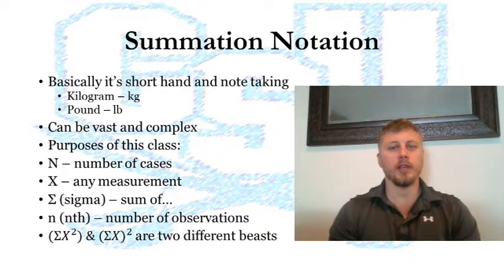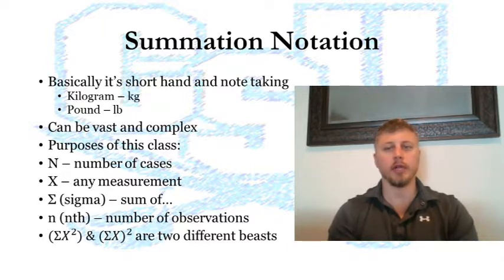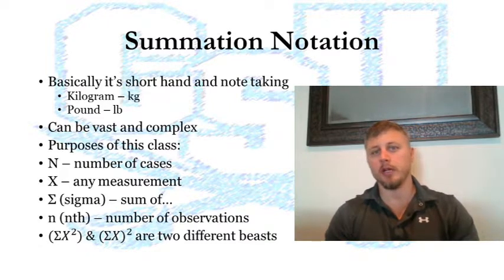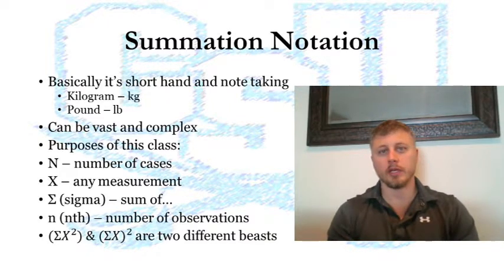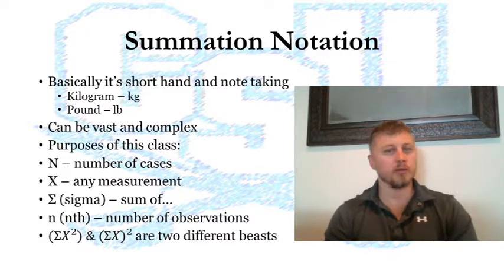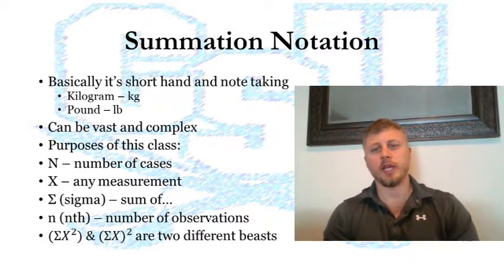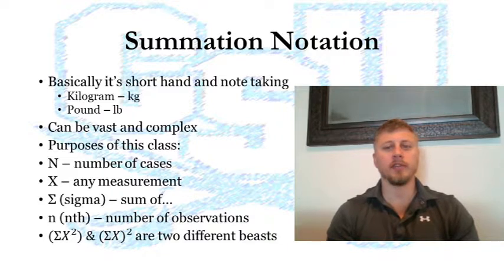Moving on to summation notation. Now, what is summation notation? It's basically a shorthand, a note-taking system. In the clinical world, we measure prostate numbers either as PG1s or PSH. Just depends on the context, if you're looking at an overall number versus a single number. So basically it's just shorthand. You look at kilogram abbreviated as kg, pounds abbreviated as lb.